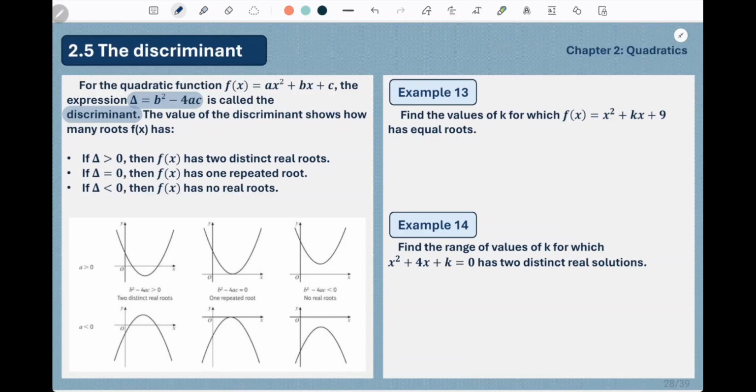And in the case when it's negative, and we have seen that in one of the previous sessions, it has no real roots, so we can't solve it. It has no real roots when it's negative.